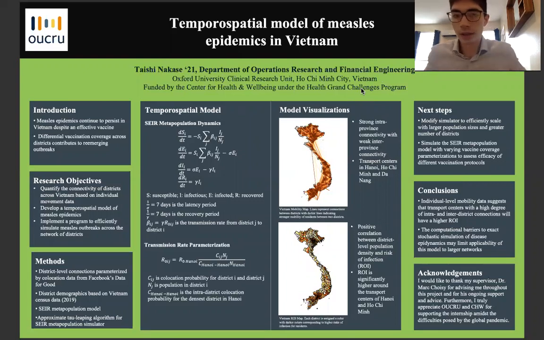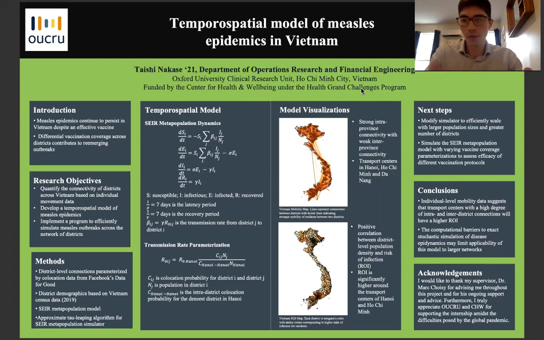I am a rising senior in operations research and financial engineering. Over the summer, I interned in the mathematical modeling division at the Oxford University Clinical Research Unit, which is based out of Vietnam. And this was done under the supervision of Dr. Mark Choisy, who's the head of mathematical modeling there. So my project focused on developing a temporal spatial model of measles epidemics across Vietnam.